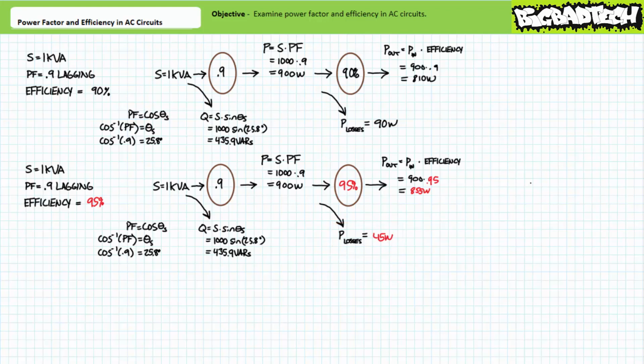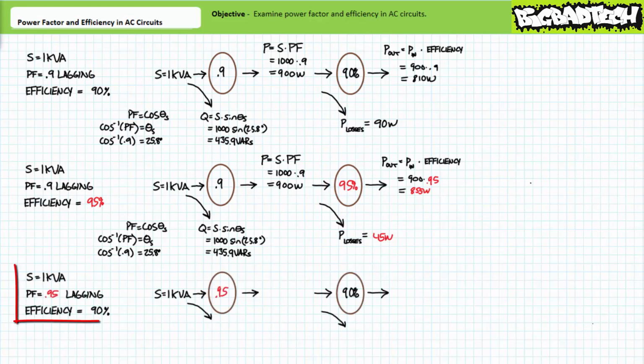Compare and contrast this implementation with our previous one. The same amount of real power went into the system, but more of it came out because it was used more efficiently. Let's come at this from a different direction this time, increasing power factor to 0.95 and keeping efficiency at 90%.